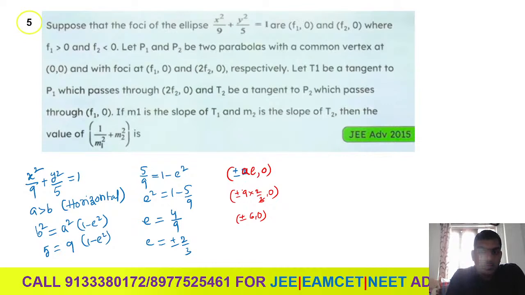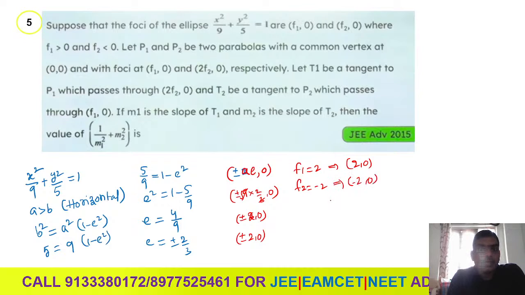A square value is 9, so a value is square root of 9. Both get cancelled, this is only 2. So plus or minus 2 comma 0. These are the foci. Here F1 is greater than 0, F1 equals 2, F2 is less than 0, F2 equals minus 2. F1 is 2 comma 0, F2 is minus 2 comma 0.